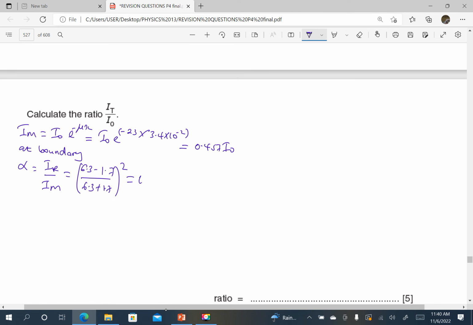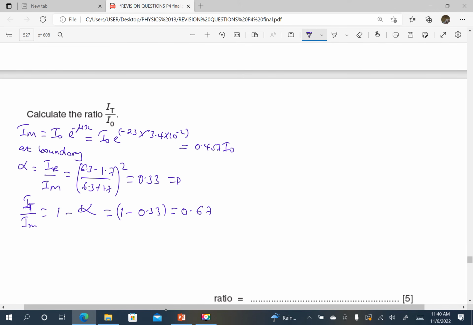So this is giving me 0.33, okay, 0.33. That is the fraction which has been reflected at the boundary. Remember, the fraction which is transmitted at the boundary, I will call it IT, that is transmitted through the boundary, over what is incident on the boundary is Im. Of course, this is going to be 1 minus alpha, which is 1 minus 0.33. That is the fraction which is transmitted through the boundary, IT. So IT is 1 minus 0.33, which is 0.67.